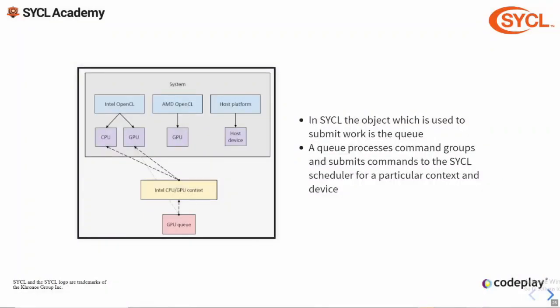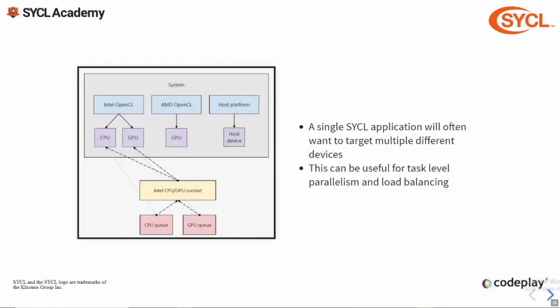Now a queue in SYCL is the object which is used to submit work. There are many ways to configure a queue in a SYCL application, from the very simple to the more complex, but every application must have one. A queue's job is to process command groups and submit commands to the scheduler for a particular context and device.